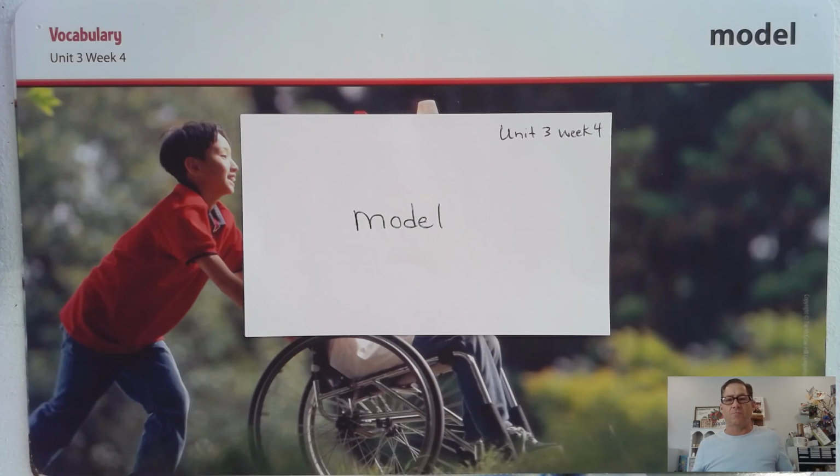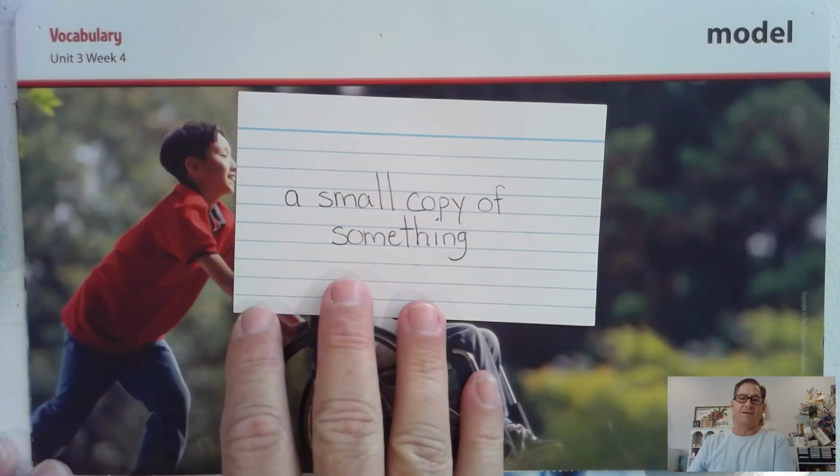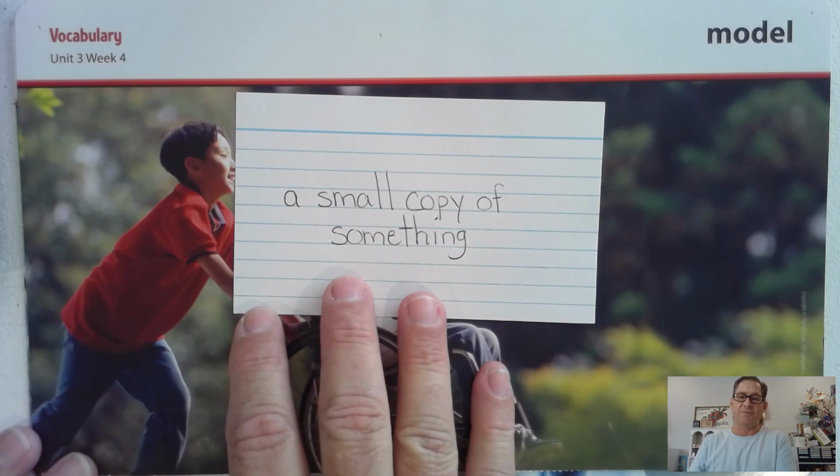So write model on one side of your card and write the definition, a small copy of something.